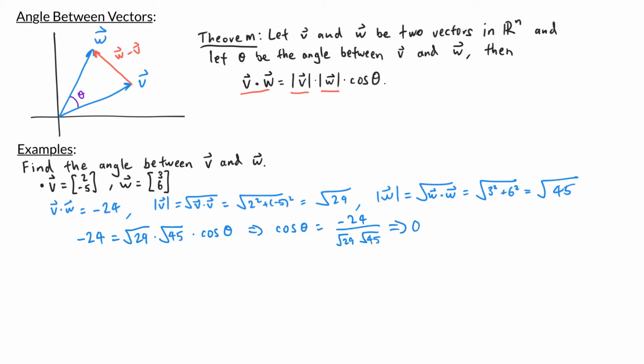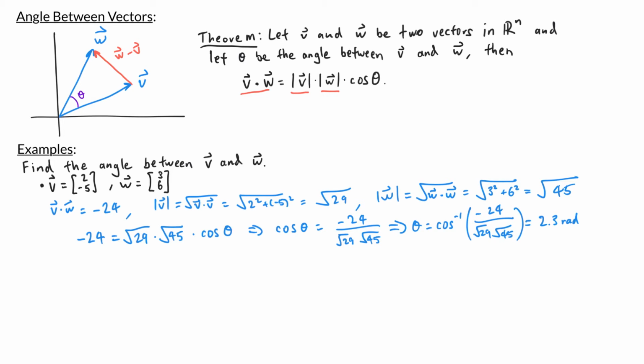So theta would be the arc cosine of negative 24 divided by square root of 29 times square root of 45. And if you plug that into your calculator, you get something like 2.3 radians. So that's the angle between the vector v and the vector w.